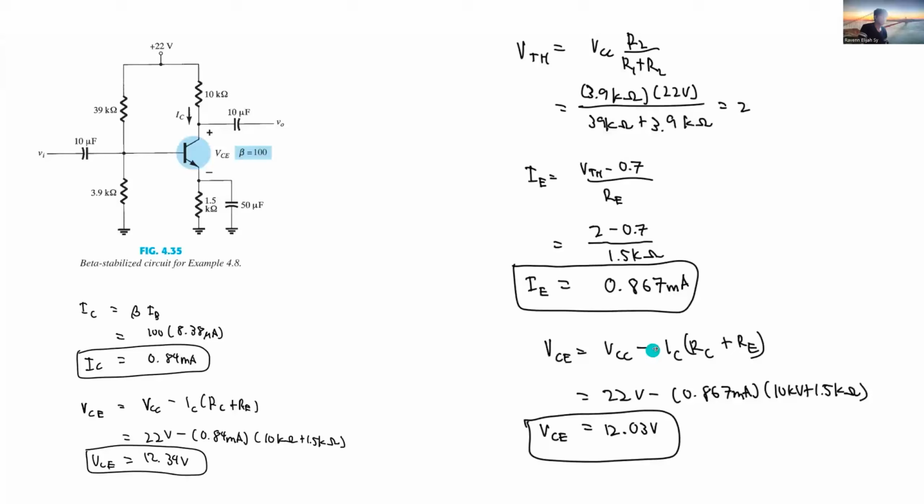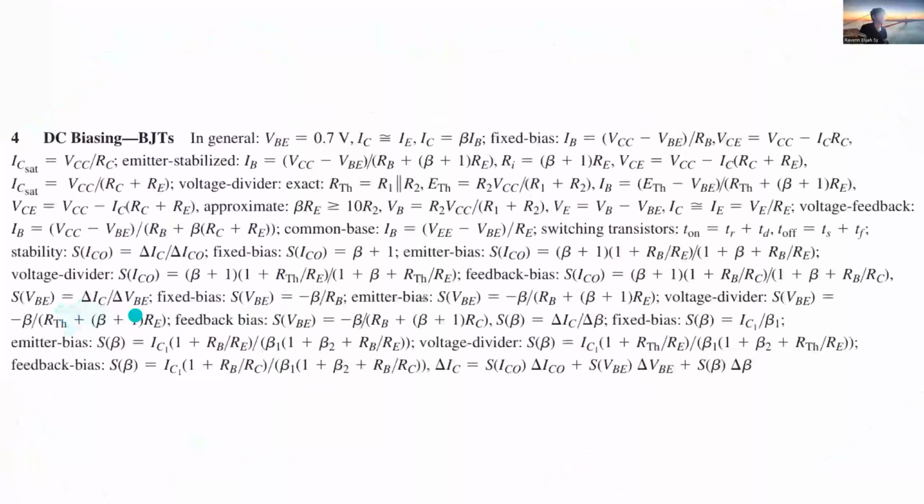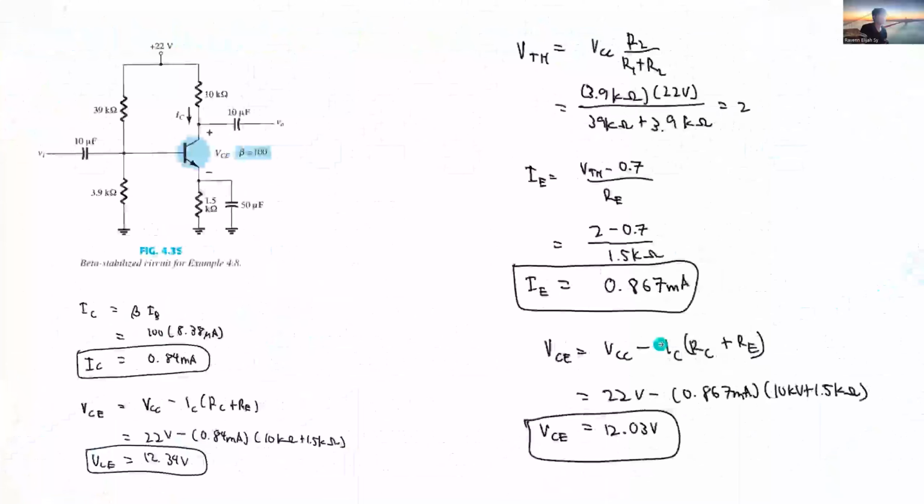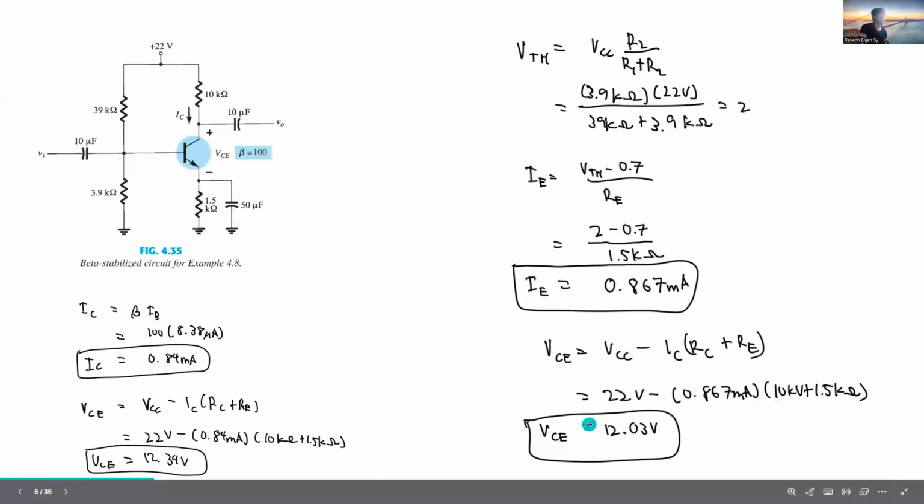However, since this is an approximate formula for the approximate solution, we will use IC as IE. Since based here, IC is approximately equal to IE. So we're going to use IC as IE. So we just substitute what we have obtained for IE and then apply the values, and we will have this value.